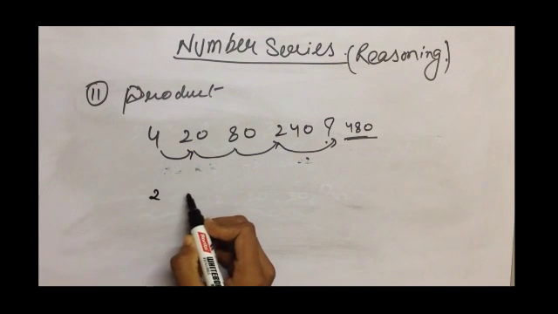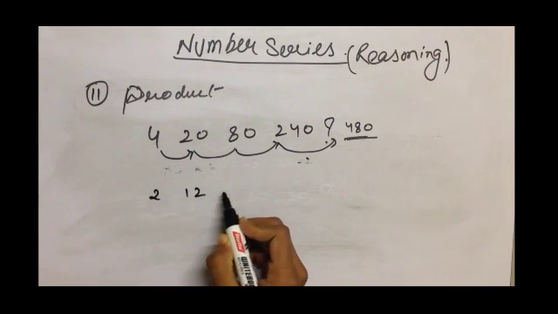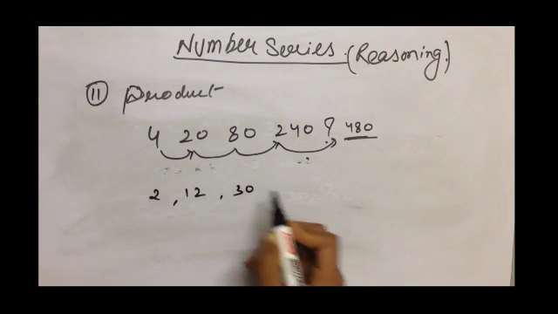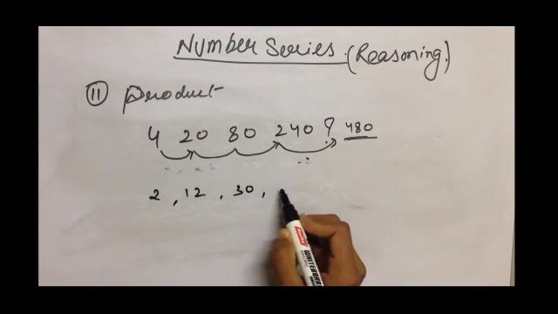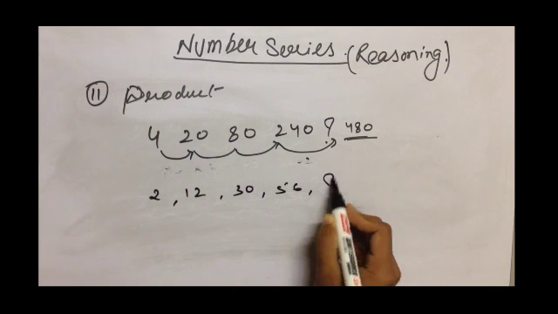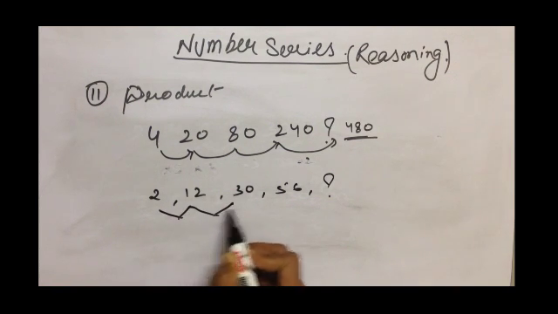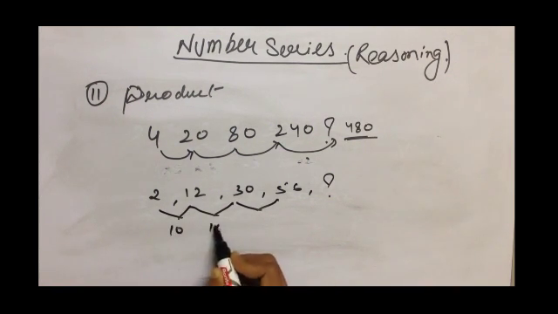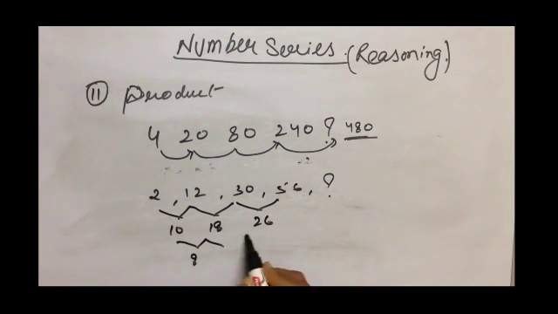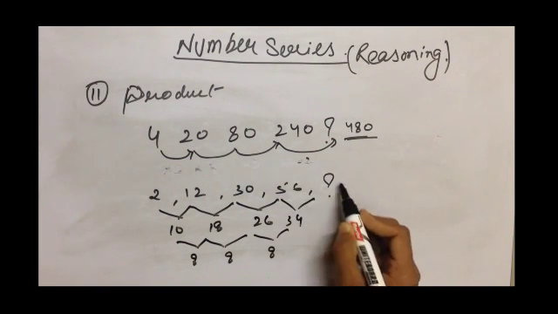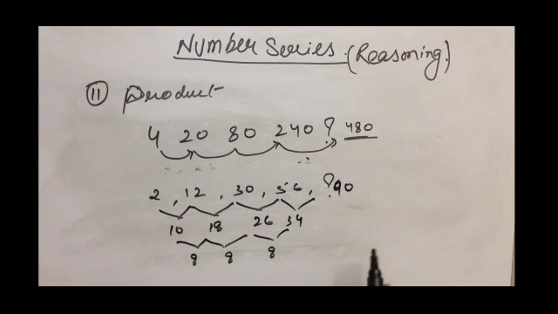Let's have one more example here. Suppose one sequence is given to you: 2, then 12, then 30, then 56. I have to find the next term of the series. Now when I observe it, the first approach, if you are not able to find anything, you may go for the pyramidal approach. 10, 18, 26. Then I can say 8. It means the next must be 8 more, so it must be 34. When I add 34 here, it must be 90.